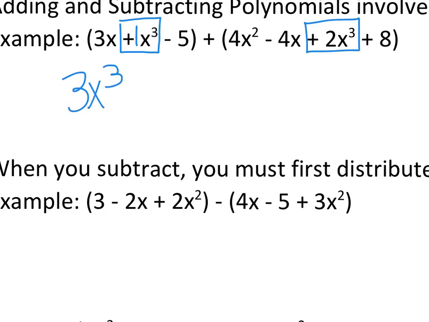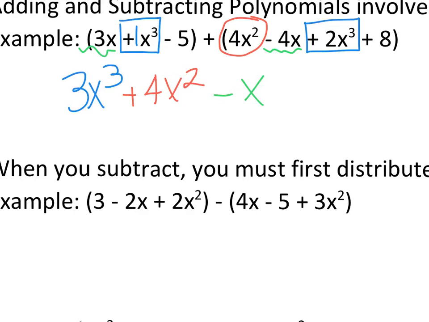And now I'm going to locate my x squares. So I've got 4x squared there, plus 4x squared. And let's look for some other like terms. Let's find my x's. So I have 3x here. I have negative 4x here. So those are going to combine to give me negative x.